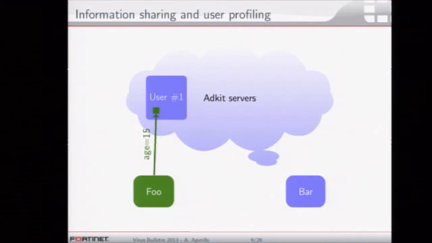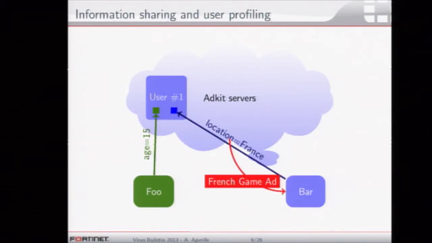The AdKit gets the information, and the application bar is just sending that I'm located in France. Note that bar, which is on the same mobile phone, is not supposed to know that I'm age 15. But what we see is that the AdKit servers are serving an ad about a French game. Now, let's suppose I say this time I'm 70. Well, what happened is that the AdKit servers provide an ad about a golf resort.